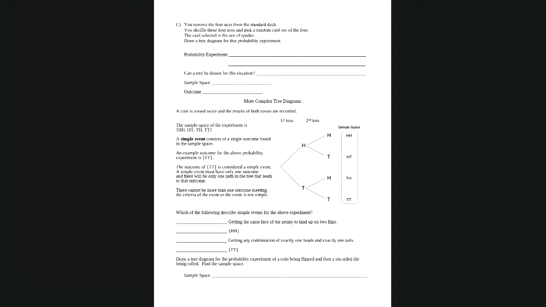In this problem, we're going to remove 4 aces from a standard 52 card deck. We'll shuffle those 4 aces and pick a random card out of the 4. The card selected is an ace of spades. So, can we draw a tree diagram for this probability experiment? And the answer is yeah, we can.